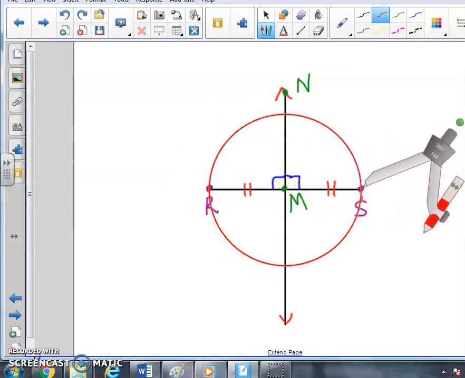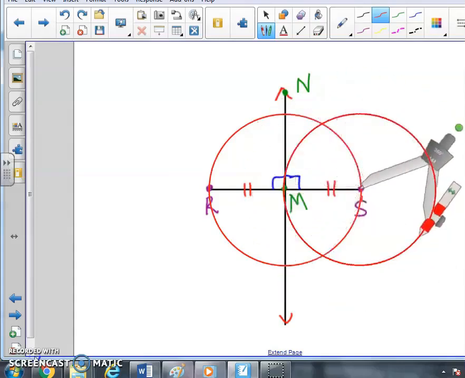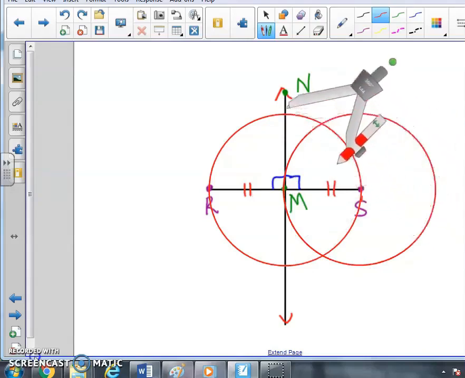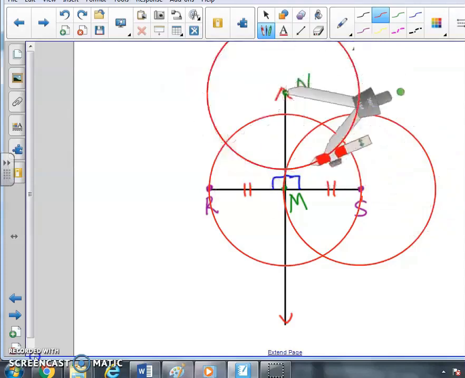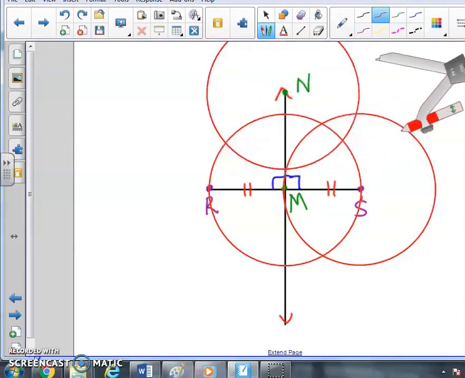Then we're going to move our compass over to point S and draw another circle, leaving our compass the same opening because that will give me the same radius as the original circle. Then we go up to point N and construct another circle. I'm going to label the point of intersection at the top; it doesn't really matter, but let's say it's point P.